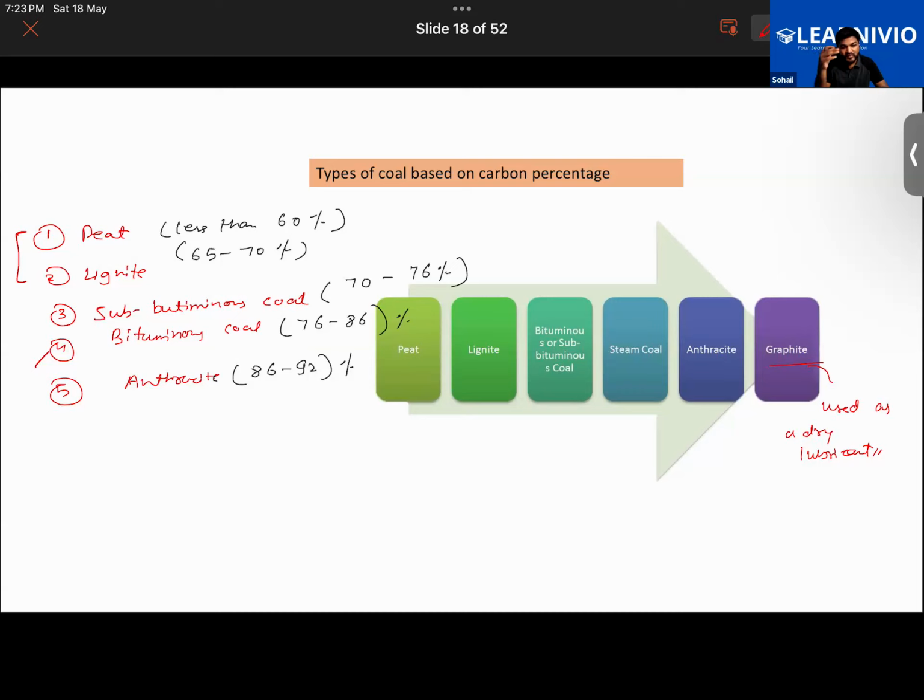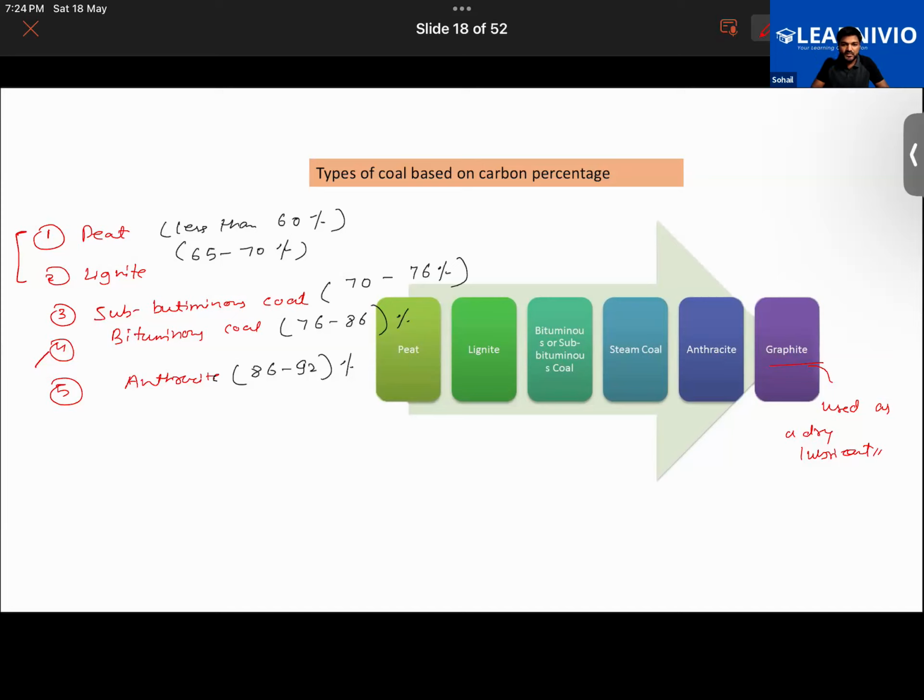So where do we use dry lubricants? Dry lubricants such as graphite have an ignition temperature of 850 degrees Celsius. In order to catch fire, it requires this much temperature. Some machines operate at a very high temperature and generate lots of heat. So there you can't use oil, because oil can catch fire. There you will be using graphite as a dry lubricant. You guys getting my point now?